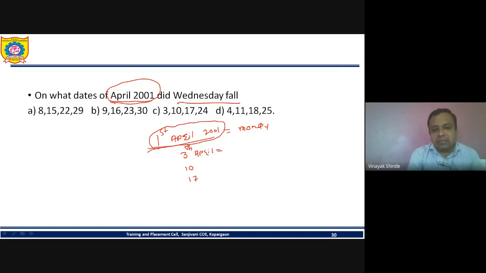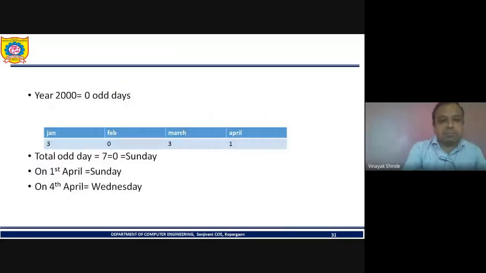Again, the same logic. Apply the logic of odd days. Calculate the odd days till 1st of April 2001 from 2000. In this span, how many odd days are there? So 2000 we have 0 odd days, right?